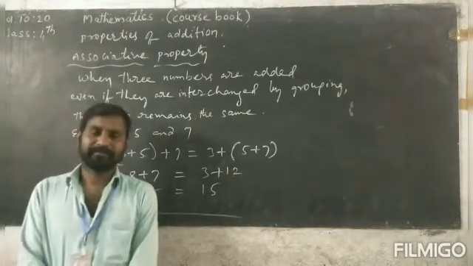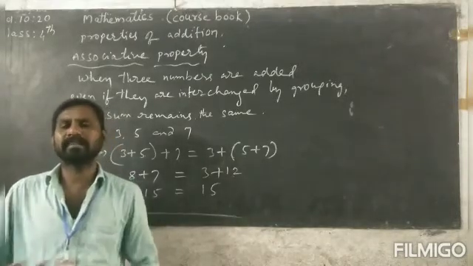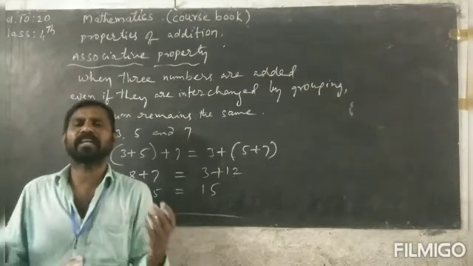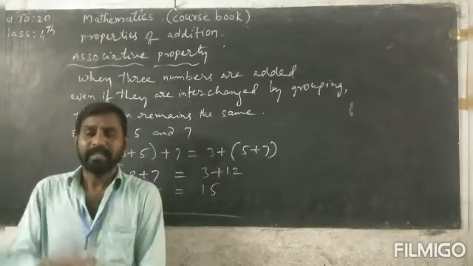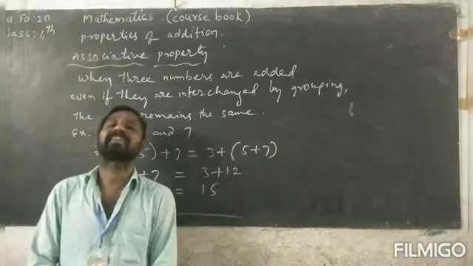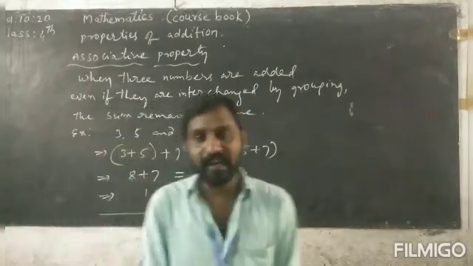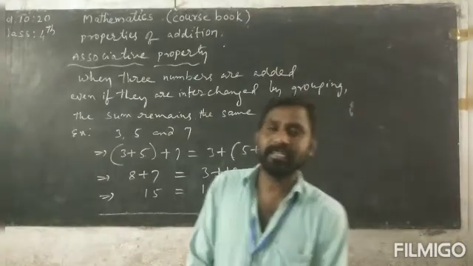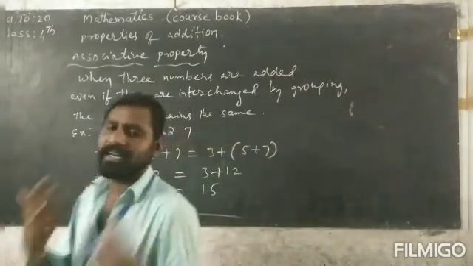Now next, identity property. Identity property is very easy. When 0 is added to any number, you get the same number. Here 0 is called the identity. 0 is called identity.